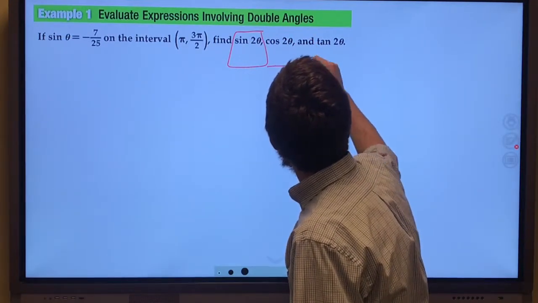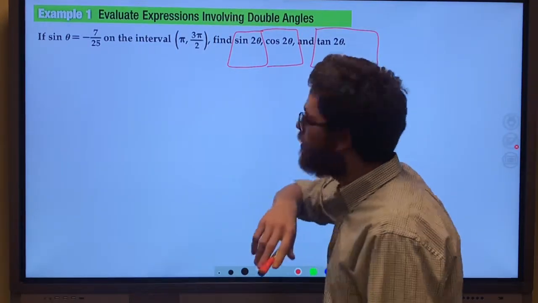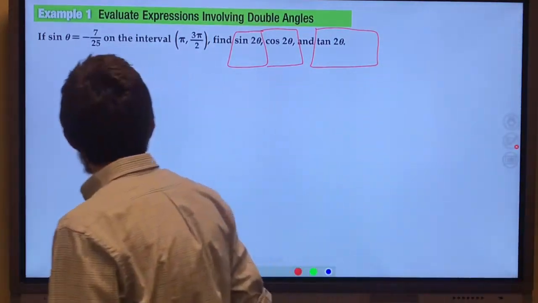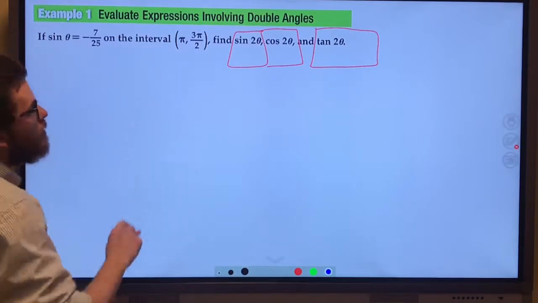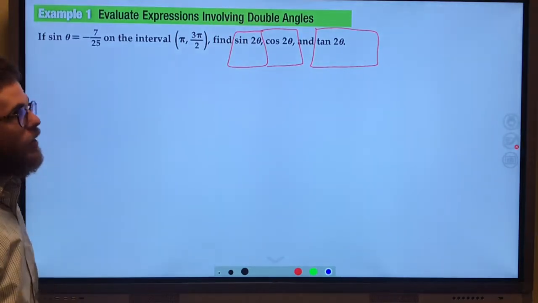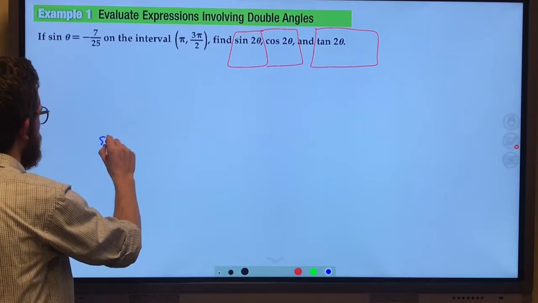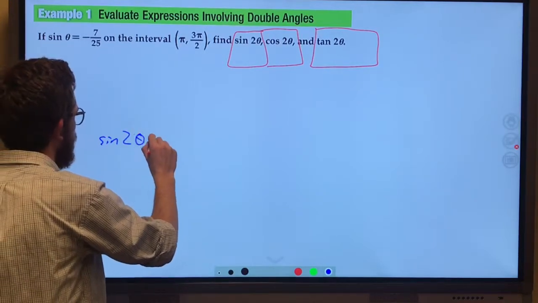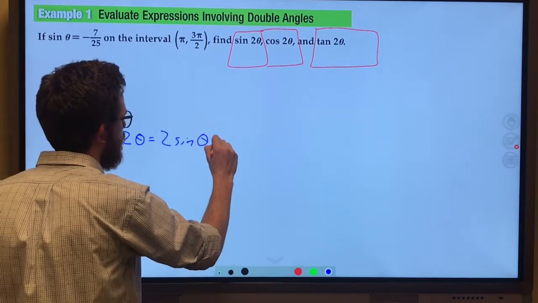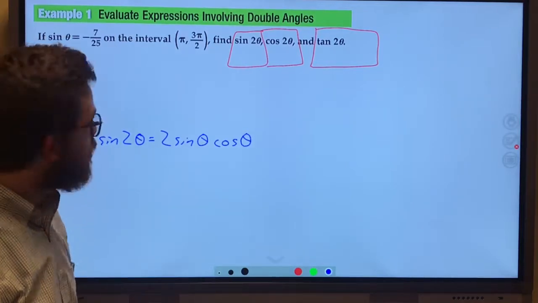I'm going to create answer boxes for us so we can just plop the answer in there once we get it, and that'll be nice. We know where we're going to put our answer. So if we want to first find sine of 2 theta, we should probably be thinking about our double angle identity for sine of 2 theta. Sine of 2 theta is equal to 2 sine theta cosine theta. All right, we check it out. That makes sense. That works.